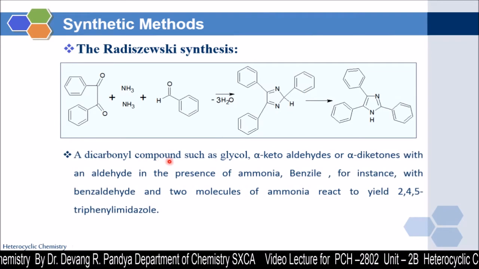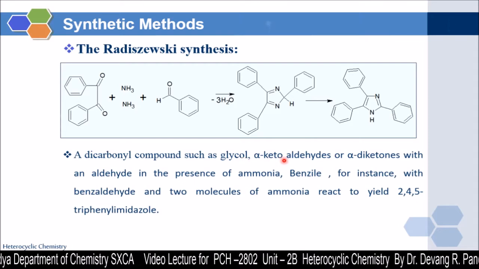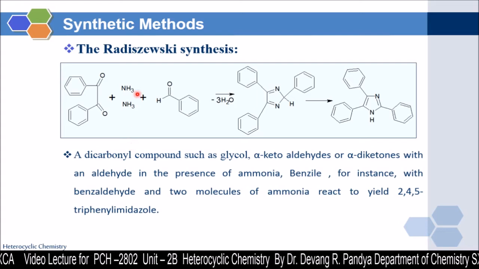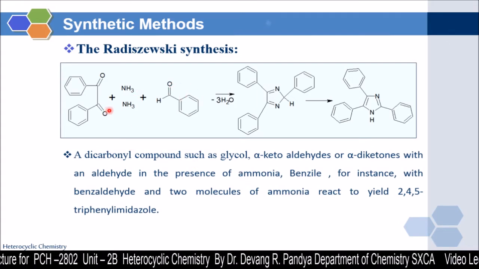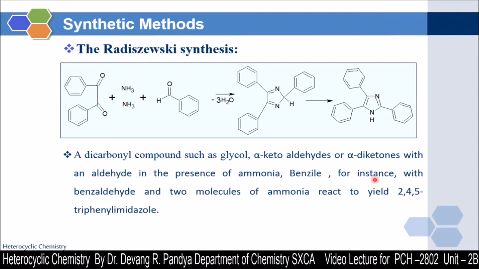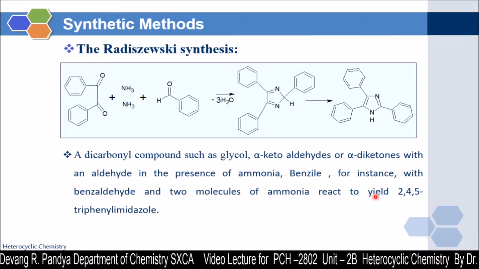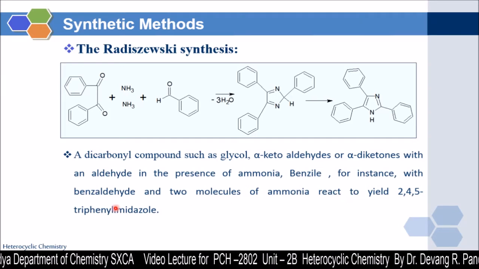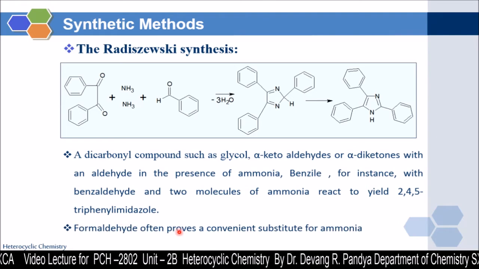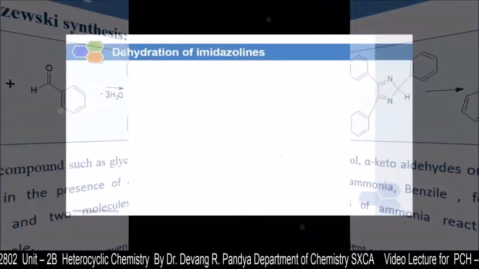A dicarbonyl compound such as glyoxal, alpha-ketoaldehyde or alpha-diketone reacts with an aldehyde, benzaldehyde, in the presence of ammonia. For instance, benzil with benzaldehyde and two molecules of ammonia reacts to give 2,4,5-triphenyl imidazole. Formaldehyde often proves a convenient substitute for ammonia.